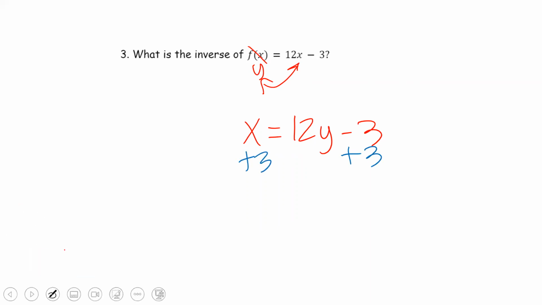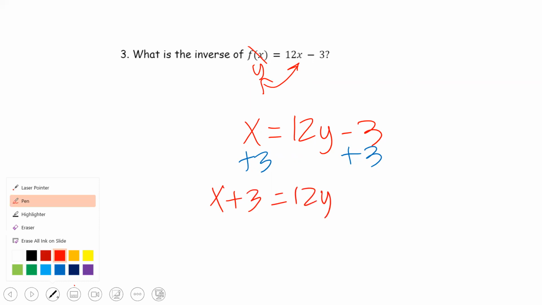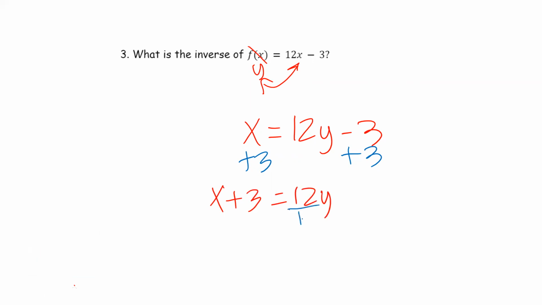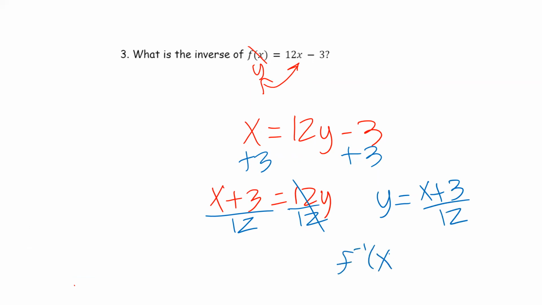From there, you're going to get x plus 3 equals 12y. And then you're going to divide by 12 on both sides. Leave it as one big fraction, that's fine. y equals x plus 3 over 12. A better way to write that, of course, is the inverse notation. So you'd say f inverse of x, f negative 1 of x, equals x plus 3 over 12.